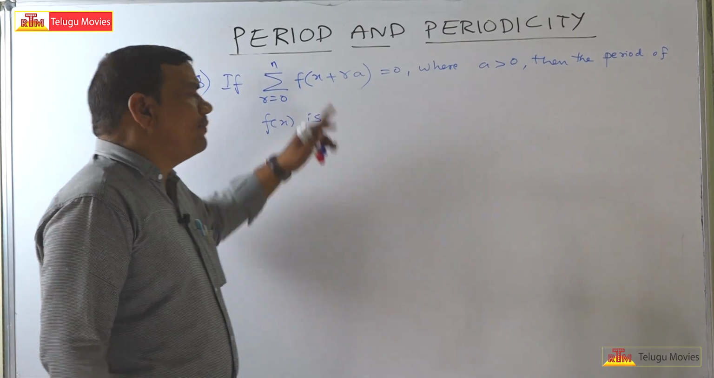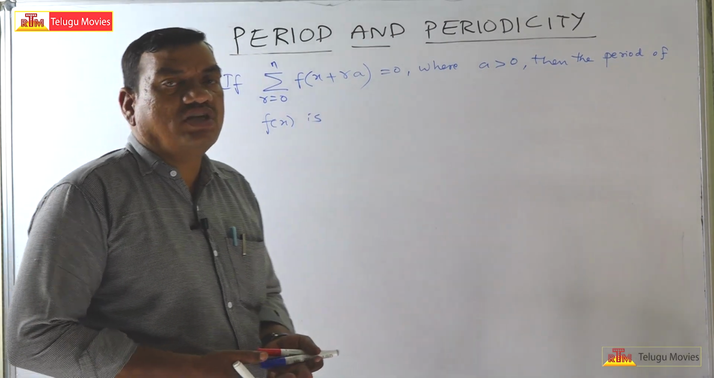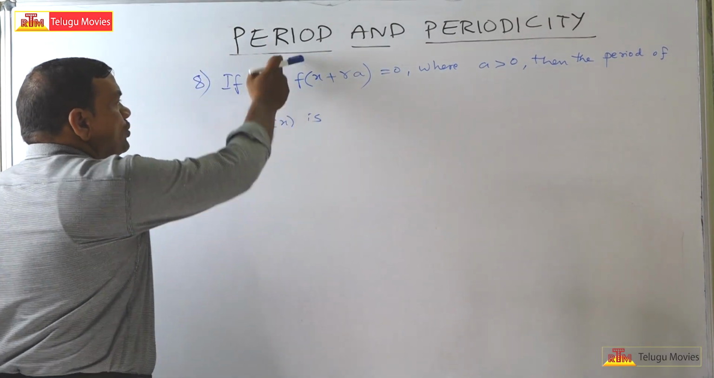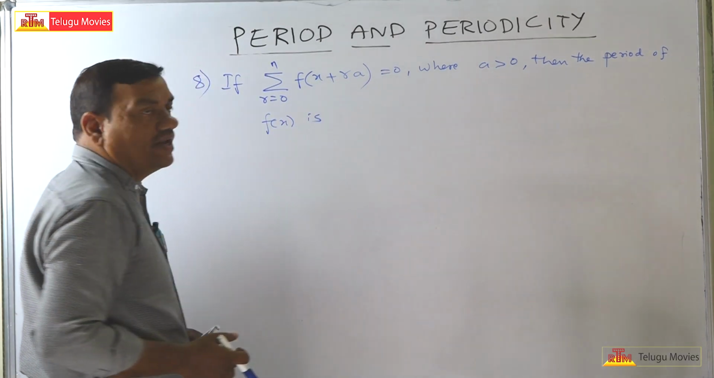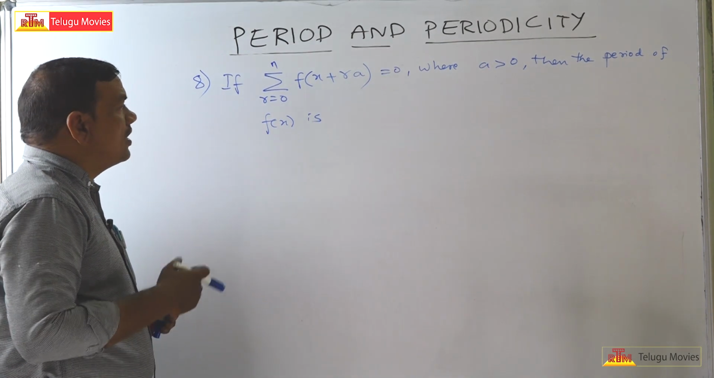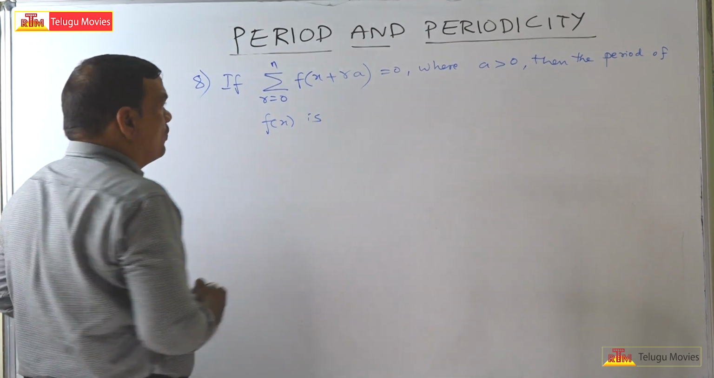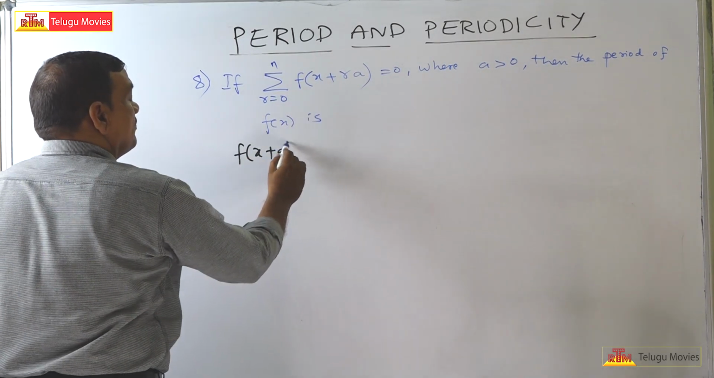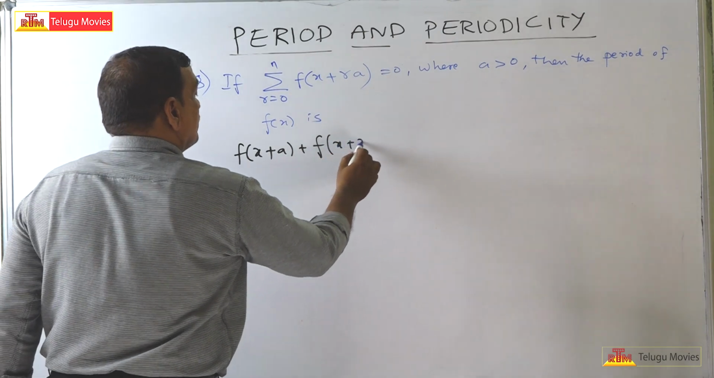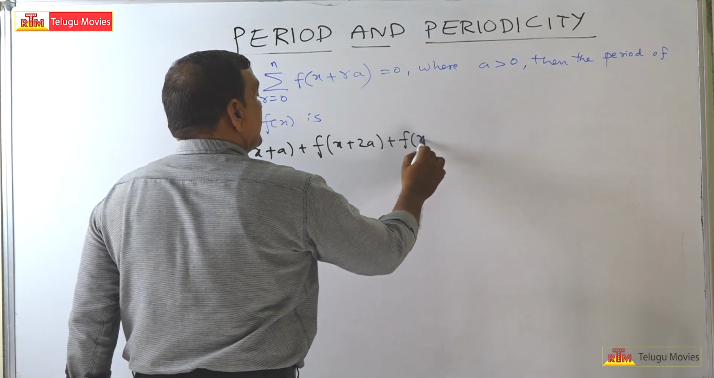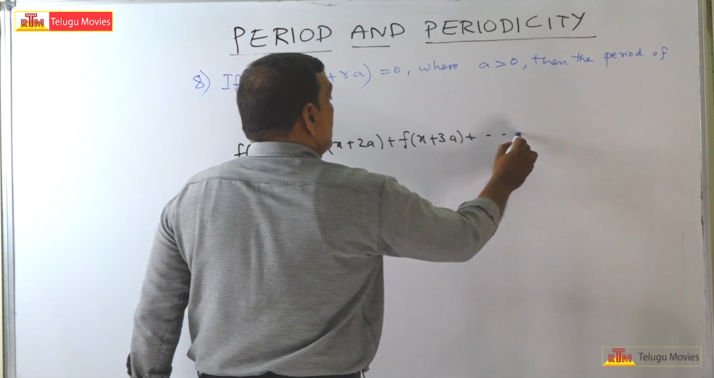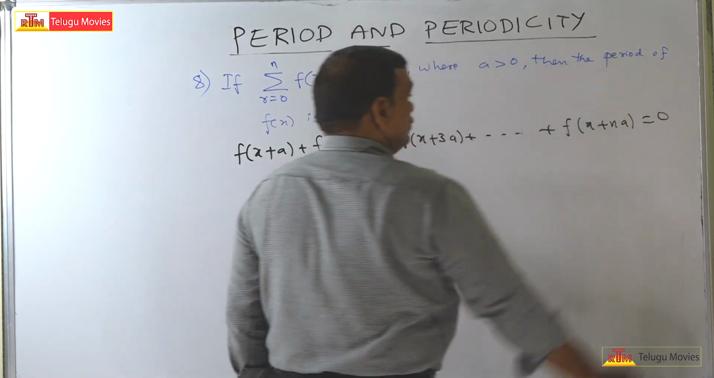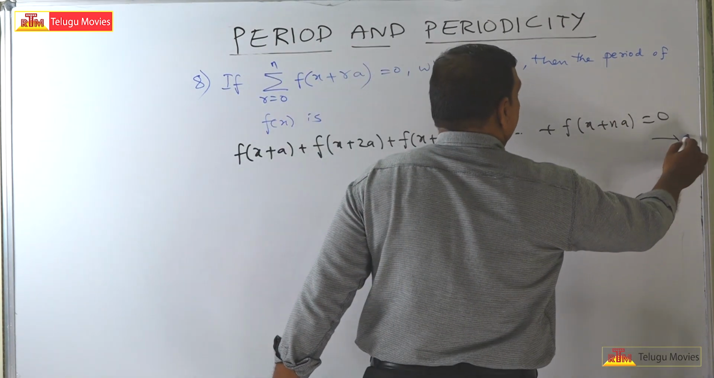If this type of sigma summation problem is given, first you open that summation. Here r runs from 0 to n, so wherever r is there, put r equal to 0, 1, 2, 3, so on up to n. So what happens? The terms are f of x, f of x plus a, f of x plus 2a, f of x plus 3a, so on, f of x plus na, that is equal to 0. Call it equation number 1.